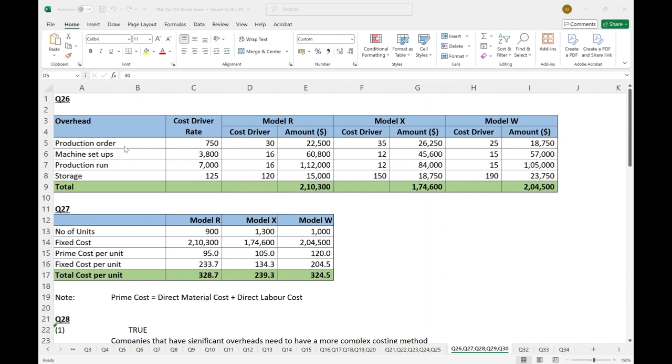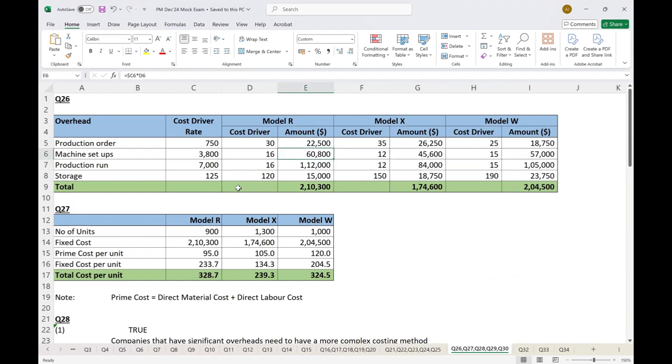For production run, the number of production runs is the same as the number of setups, because every time you set up, you're going to do a production run. So here also I've written down number of setups, and storage will be ton days of storage. So that is 30, 16, 16, and 120. Similarly, I've copied the data from the question for model X: 35, 12, 12, and 150. And here it is 25, 15, 15, and 190.